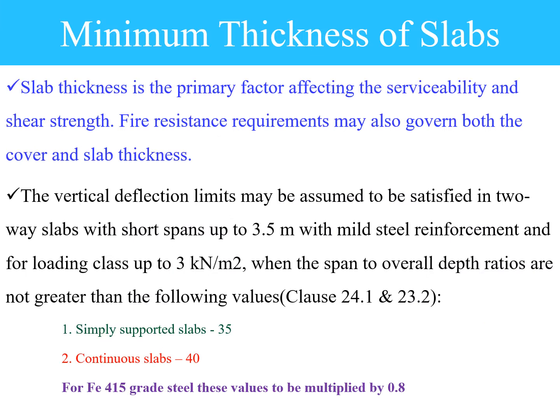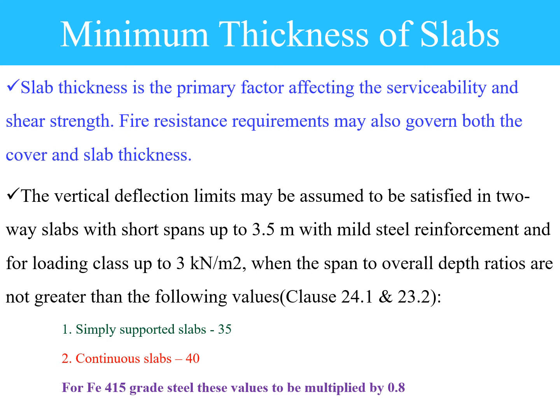Minimum thickness of slabs. Slab thickness is the primary factor affecting serviceability, strength and shear strength. Fire resistance requirements may also govern while deciding cover and slab thickness. The vertical deflection limit may be assumed to be satisfied in two-way slab systems with a shorter span up to 3.5 meters, with mild steel reinforcement, and for load class up to 3 kN per meter square, when the span to depth ratios are not greater than the following values.